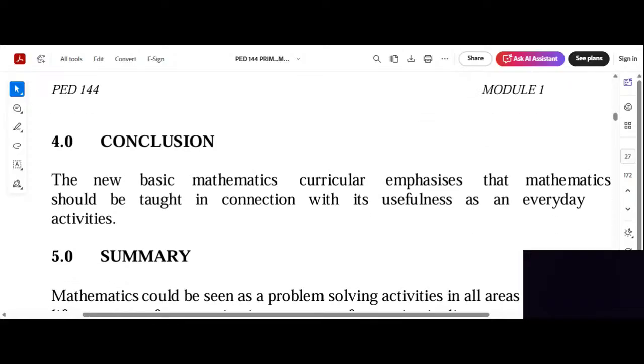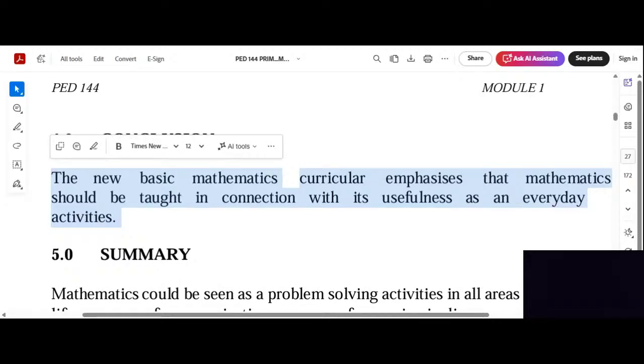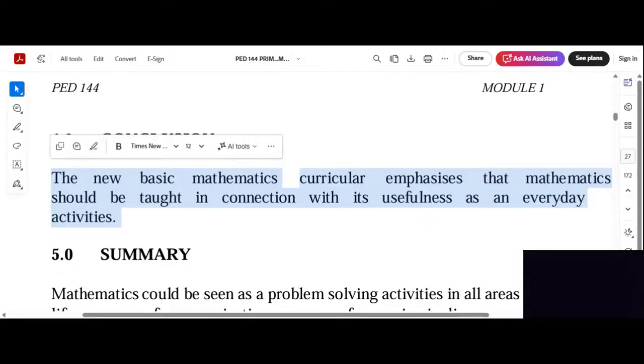As a form of conclusion, the new basic mathematics curriculum emphasizes that mathematics should be taught in connection with its usefulness as an everyday activity. They just want a shift in your idea of mathematics. Initially, you might have the opinion that mathematics is just all about teaching, but now it's no longer that. It is now teaching them to apply mathematics on a daily basis. When they see things that require mathematics, they should be able to apply those concepts to their day-to-day living, to their everyday lives.